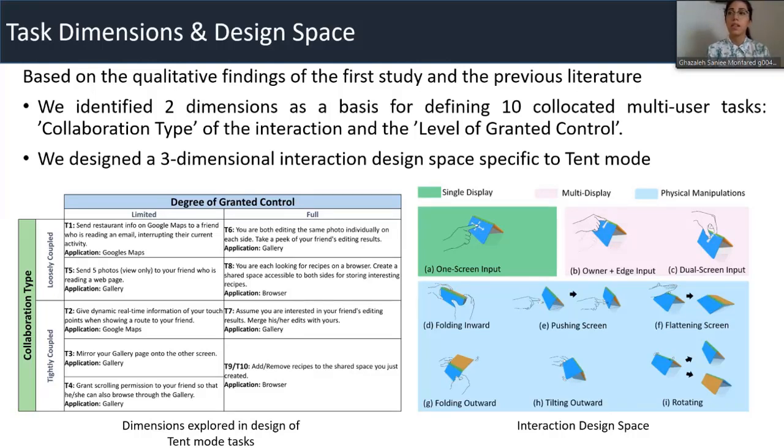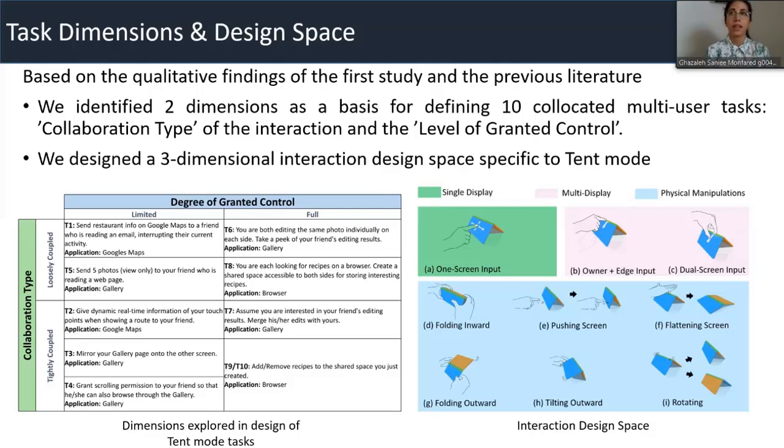So in the case of the loosely coupled operations, the two users may be performing other functions prior to entering into a coupled engagement. And in the case of the tightly coupled activities, the two users would be working on the same activity. The second dimension, as I mentioned, refers to the degree of the granted control, which is either a limited control or full control over the device.